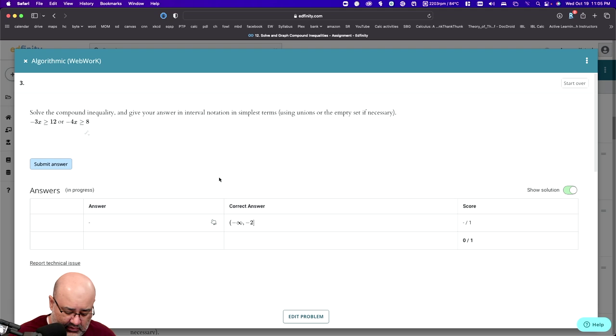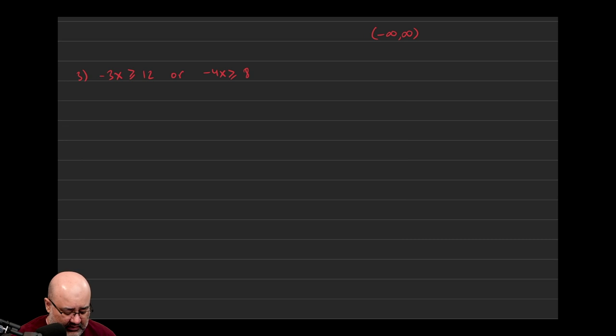Looking at the next one we have. I'll just do it. Negative 3x is greater than or equal to 12, or negative 4x is greater than or equal to 8. So we would divide both sides by negative 3, so that would yield x is less than or equal to negative 4. Remember, we're dividing both sides by a negative, so we have to change the direction of the inequality. Or divide again by negative 4, so that would give us x is less than or equal to negative 2.